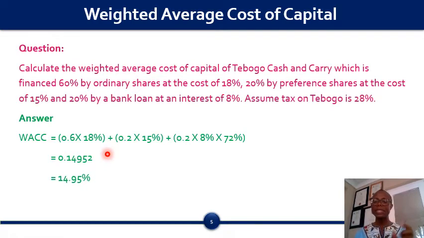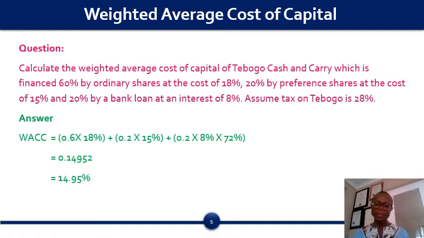I am confident if you did it slowly, my friend, you would have found your answer as 14.95, because you would have said 0.6 times 18%, which is the weight and cost of ordinary shares, 0.2 times 15, weight and cost of preference shares, 0.2 times 8 times 72%. Why 72%? Because the tax is 28%. So if you say 1 minus 28%, it gives you 72%, or 0.72, which gives you 0.1495, which is 14.95%.